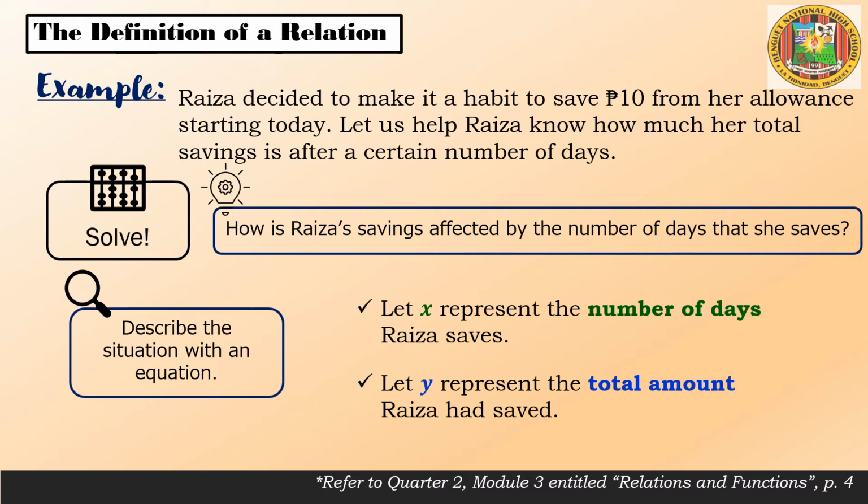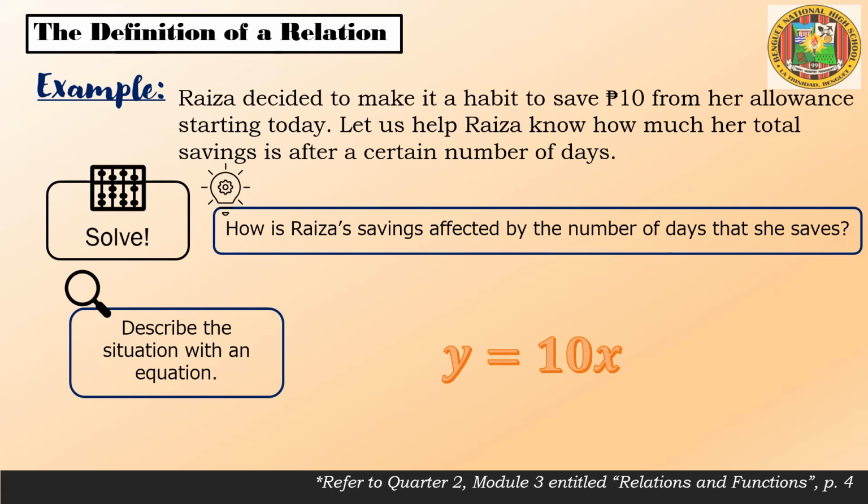Since the problem states that per day, Raisa saves 10 pesos, it follows that to know how much she had saved, we multiply 10 to x. This is represented by the equation y = 10x.